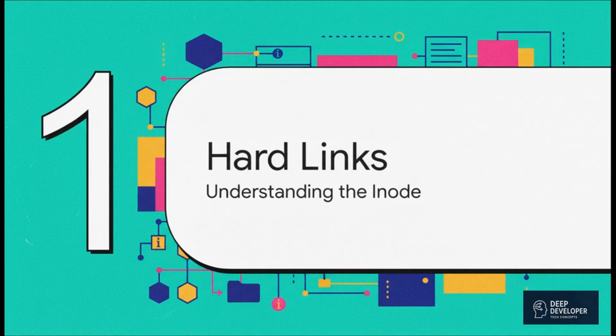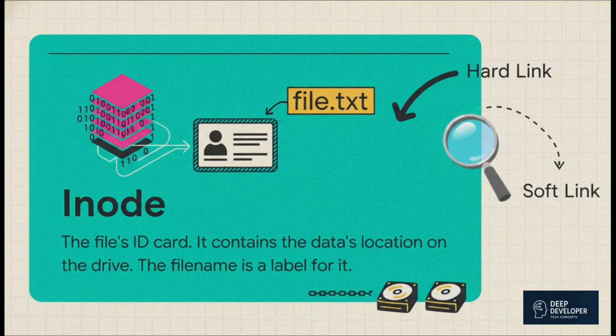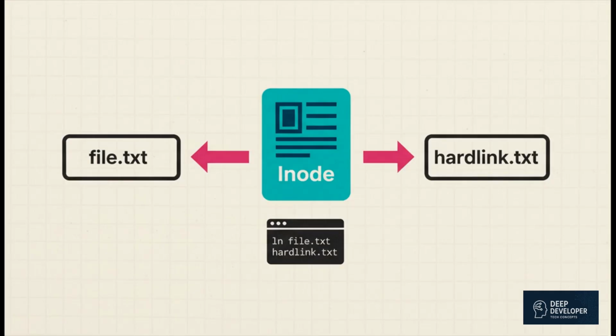Let's dig in. Okay, so to really get to the bottom of this, we need to peek under the hood of the Linux file system. And everything, I mean everything, starts with this thing called an inode. So what the heck is an inode? The easiest way to think about it is like an ID card for your file. It's the real identity of your data. That file name you see, like file.txt, that's just a friendly label, a sticker that points to this ID card. The inode is what actually knows where all the bits and bytes of your data are sitting on the hard drive.